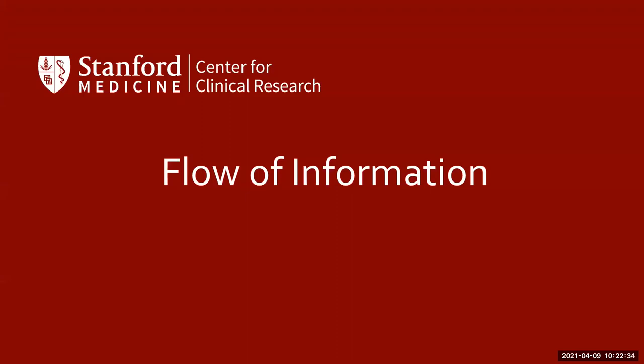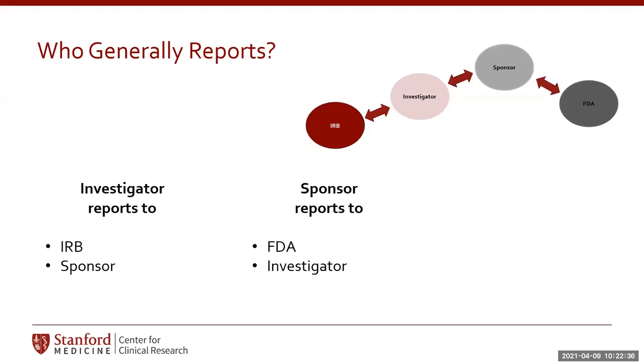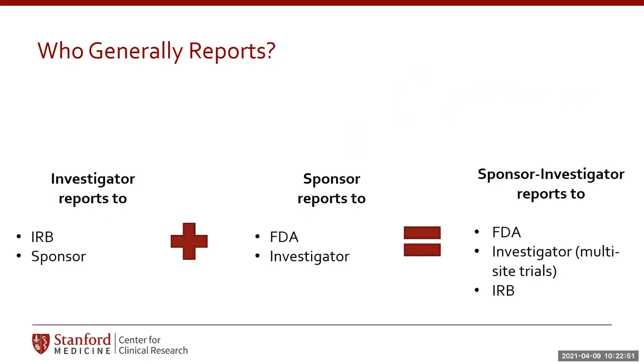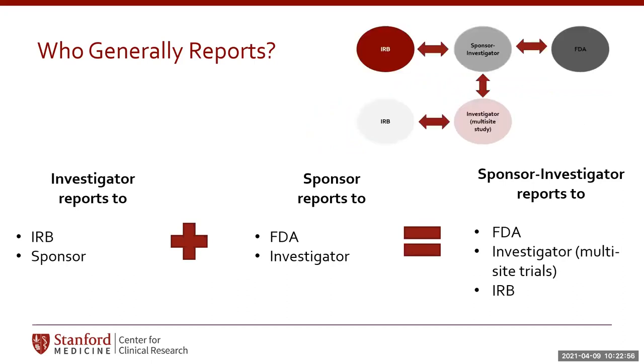The flow of information of reporting. So who generally reports to whom? The investigator will report to the IRB and the sponsor. The sponsor is the one who reports to the FDA and to the investigator. Sponsor-investigator reports to everyone else, or everyone, because they're both. So this is what it looks like. This really nice diagram.